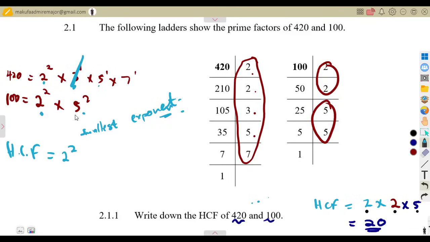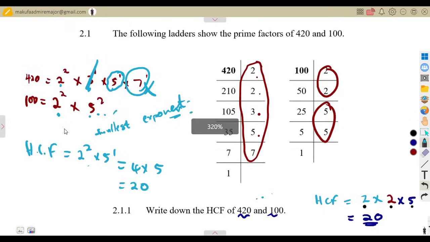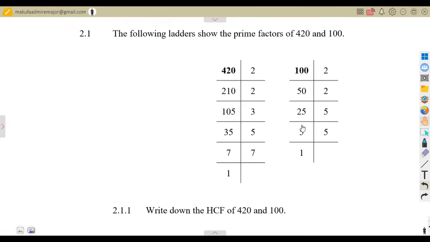There is a 5 here, and a 5 here. Which one has got the smaller exponent? The one that has got a smaller exponent is 5 to the exponent of 1. That is the one that you take. There is a 7 here, but we do not have a 7 this side, so we can't take this 7. So this is your HCF: 2 squared times 5, that's 2 times 2, which is 4, times 5, that's 20. So you could have determined your HCF that way.